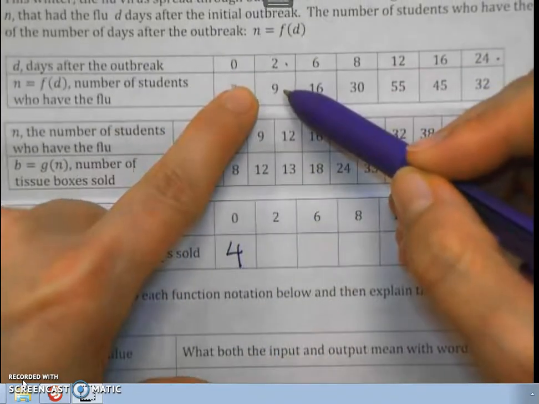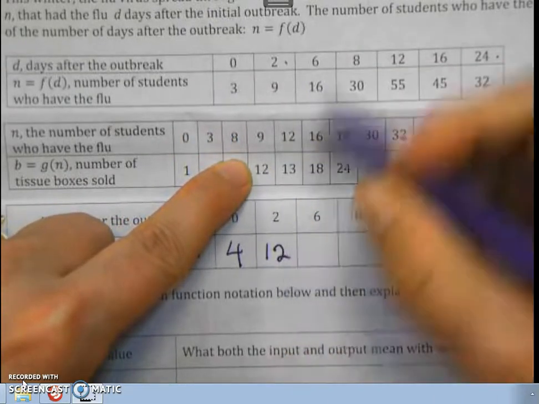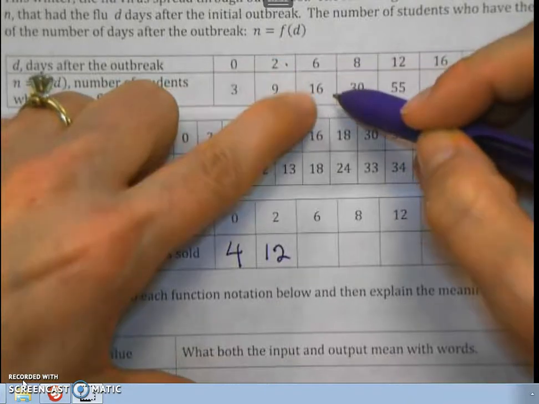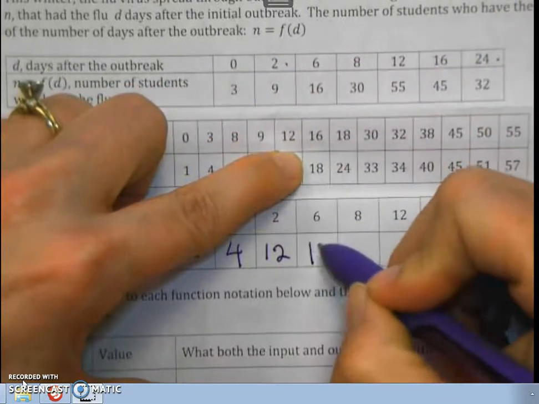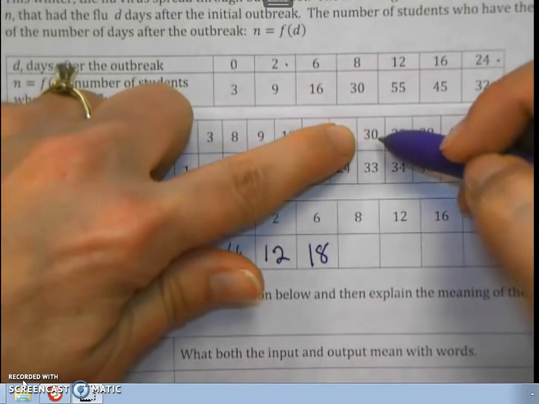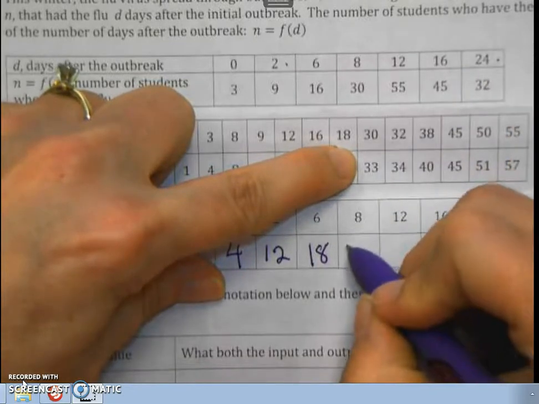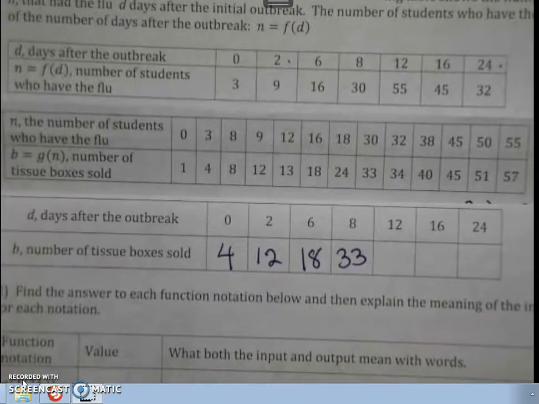2 days, we had 9 students, 12 boxes. 6 days, 16 students, 18 boxes. 8 days, 30 students, 33 boxes. I think you get the gist of it, so go ahead and finish those. And then when you're ready, unpause the video and we'll do the last bit.